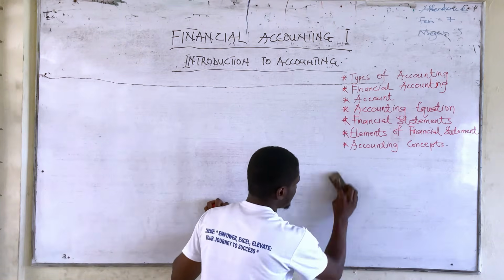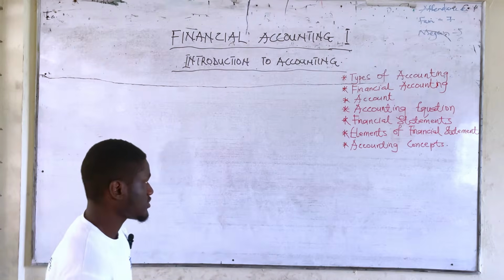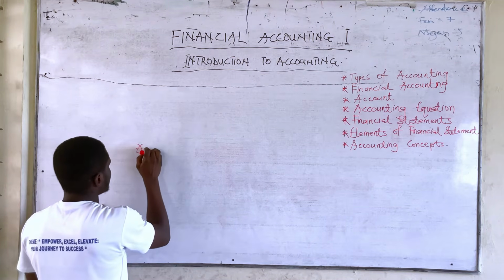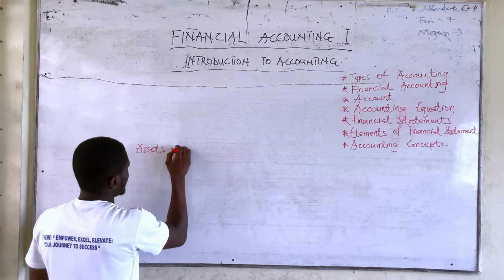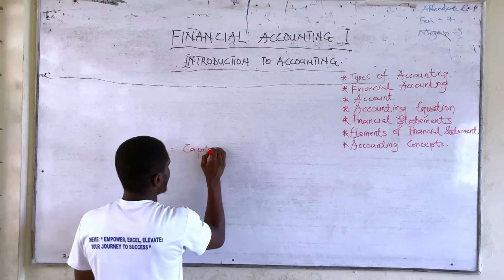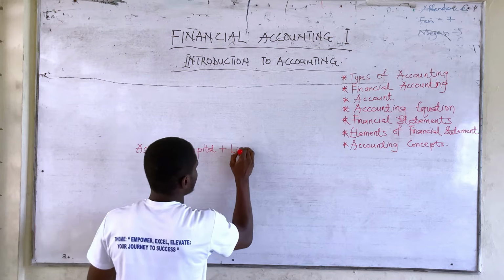Now let's move to the accounting equation. Now this is the accounting equation. Assets equals capital plus liability.